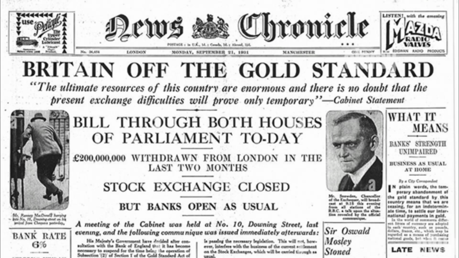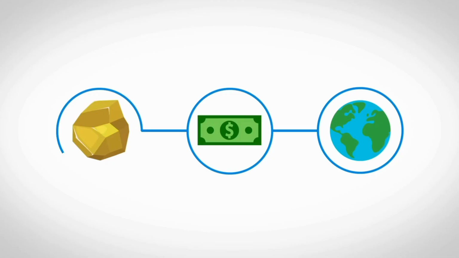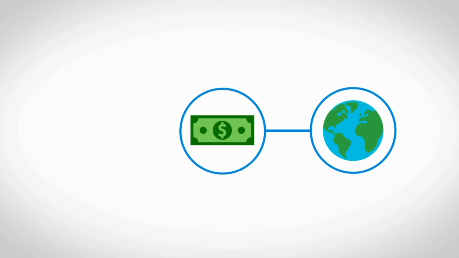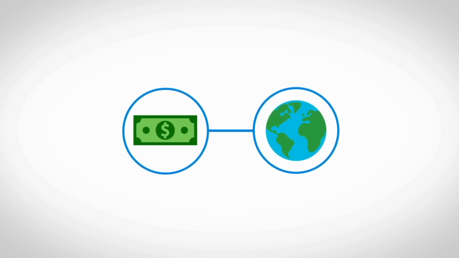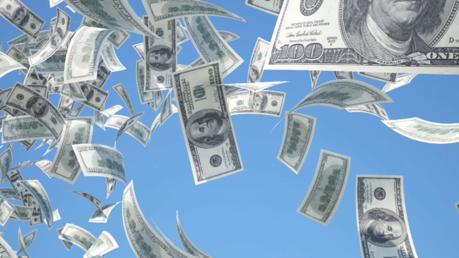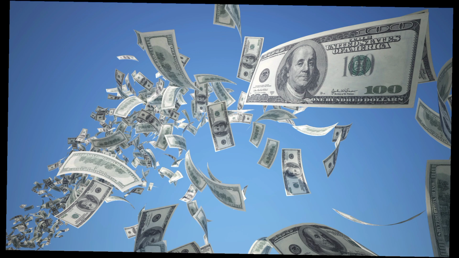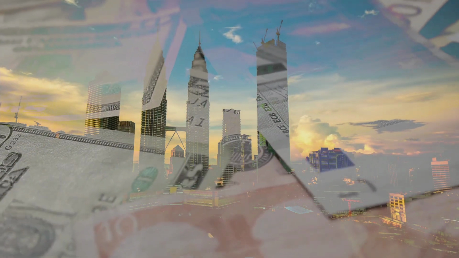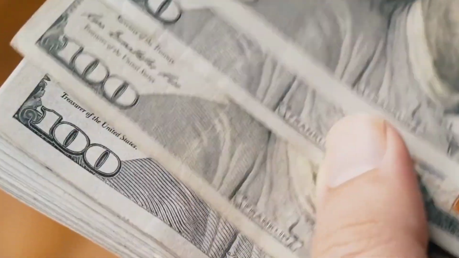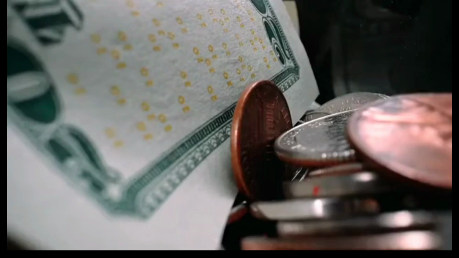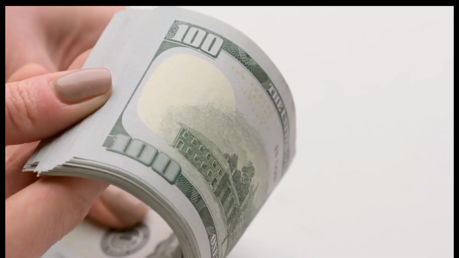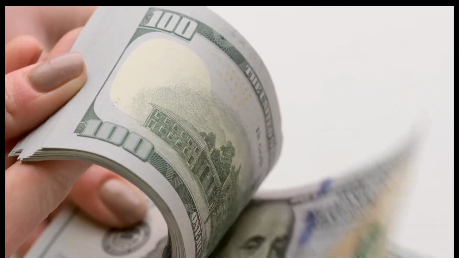Then in 1971, everything changed. The United States abandoned the gold standard. The dollar was no longer tied to any physical commodity. It became a fiat currency, backed only by trust in the US economy. Many thought this would fail, but the opposite happened. The world kept using the dollar even more than ever. Why? Because it was already integrated into global trade, there was no other currency that could compete.